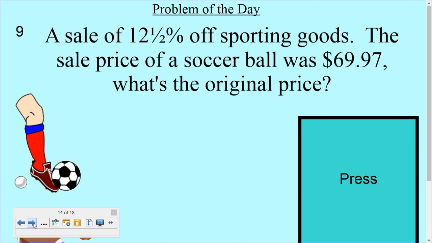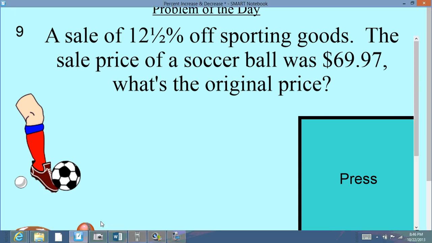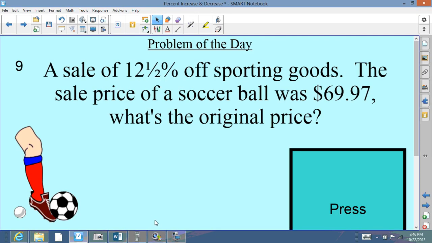Here's another question. A sale of 12.5% off sporting goods. The sale price of the soccer ball was $69.97. What was the original price? All right, so we got some real good questions to work on over the night.